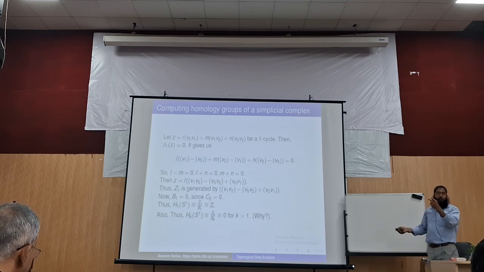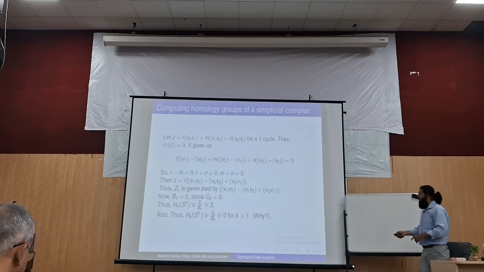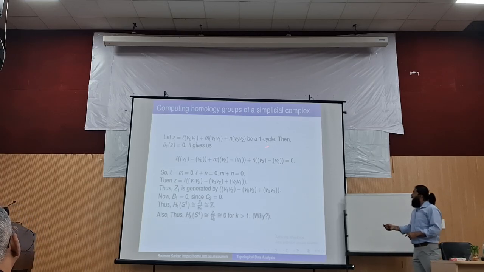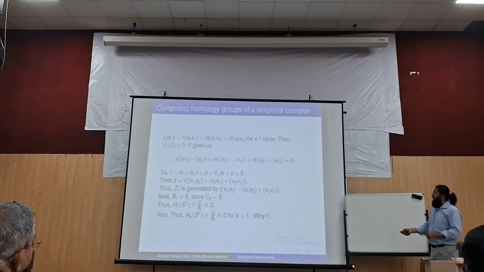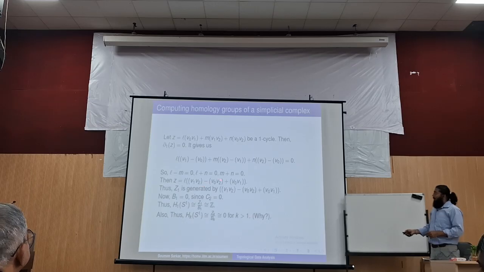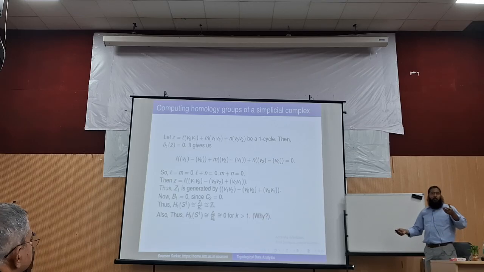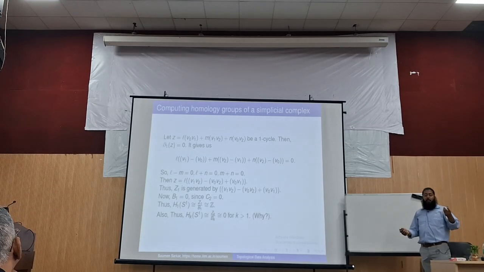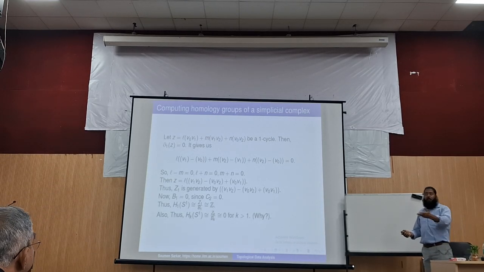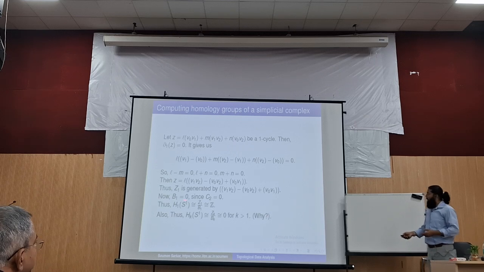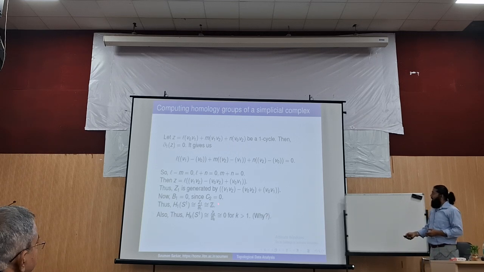So because of that we have to take the alternative. Any one cycle will be looking like this. So that means the one cycle is generated by this one. And what is B1? B1 is coming from the image of C2. But C2 is 0. So if you have a 0 module to some other module, the image will always be 0. So B0 is 0.